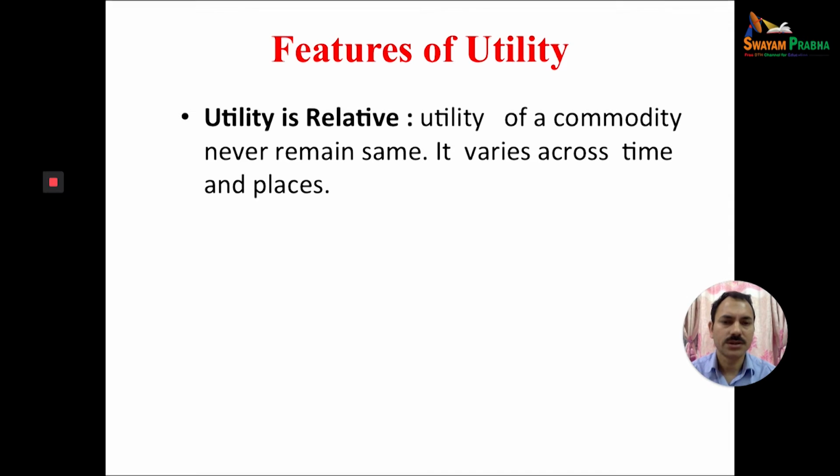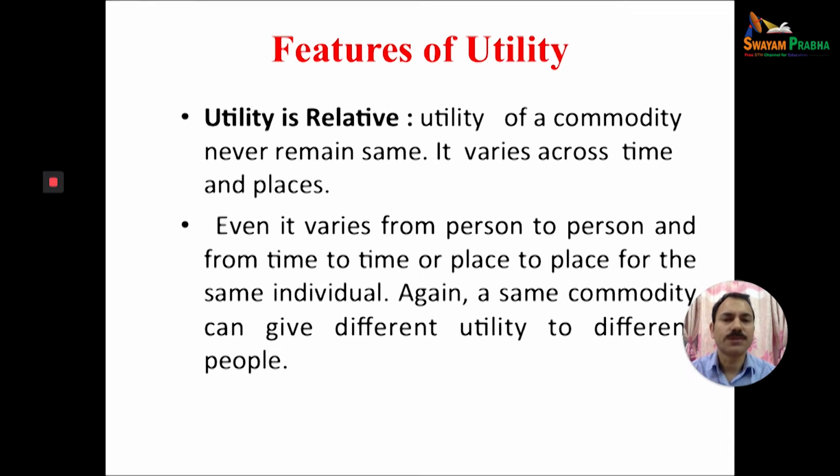Utility is relative. The utility of a commodity never remains the same. It varies across time and across place. Even at the same time, the same product can give different utility. It varies from person to person, and from time to time or place to place for the same individual. Again, the same commodity can give different utility to different persons.